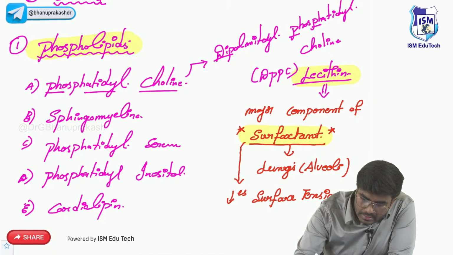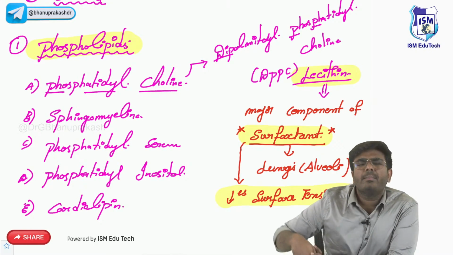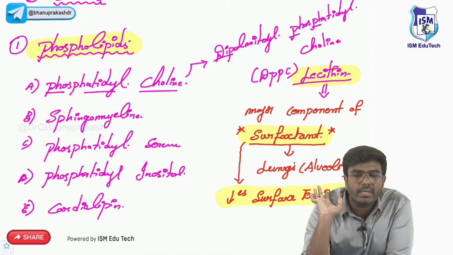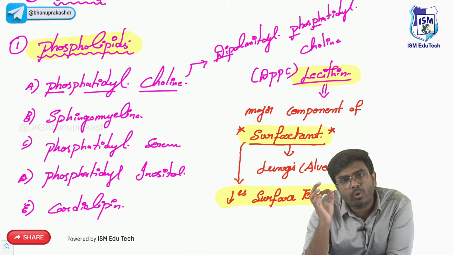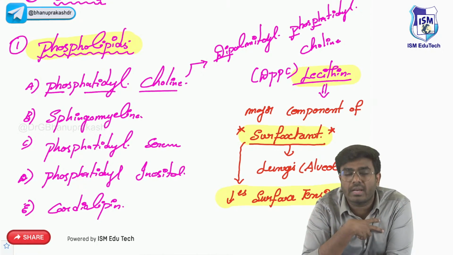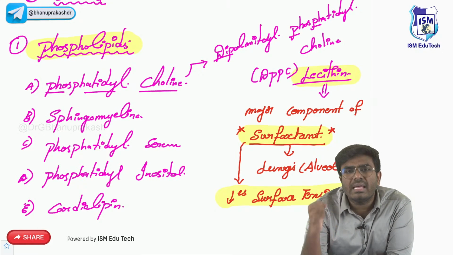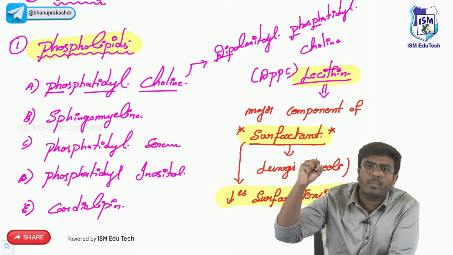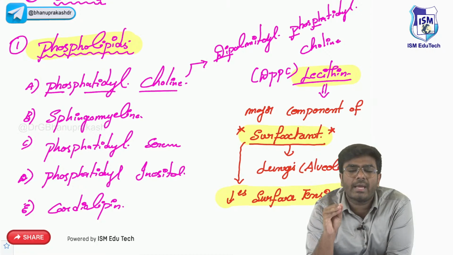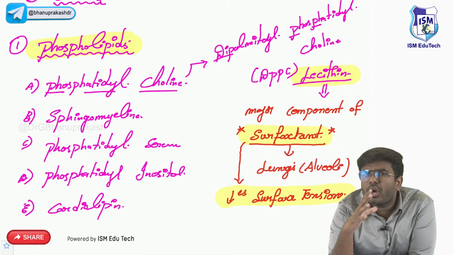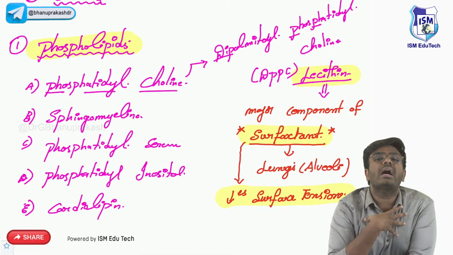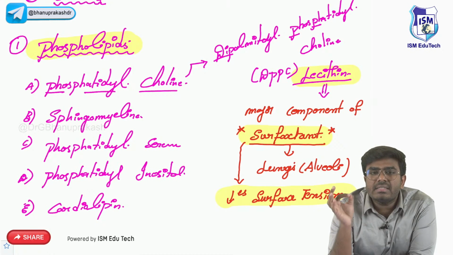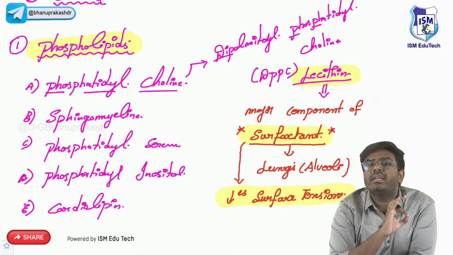For example, if I somehow take out the surfactant from your alveoli, what will happen? Immediately your lungs will collapse because of surface tension. In your lungs there is a collapsing force present, which is called surface tension. If I take out the surfactant, your lungs are going to collapse. But our lungs are not collapsing. Why? Because our alveoli have this surfactant, which decreases the surface tension, so there is no collapsing of the lungs.